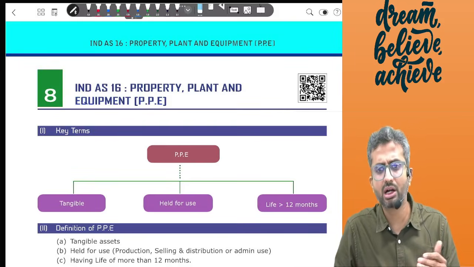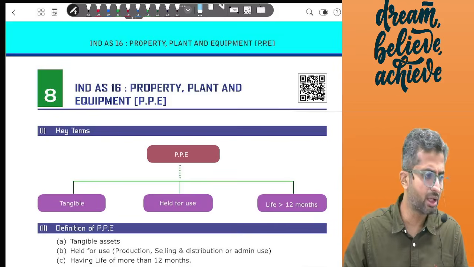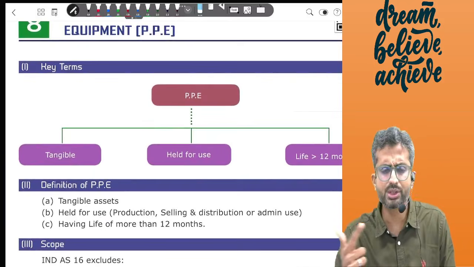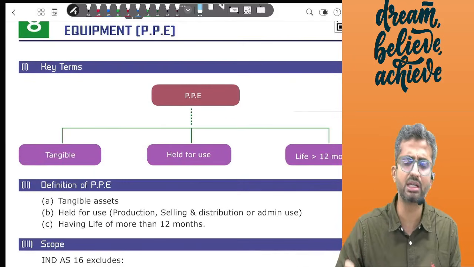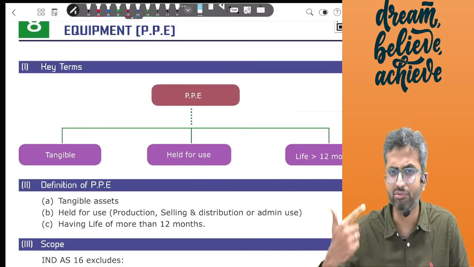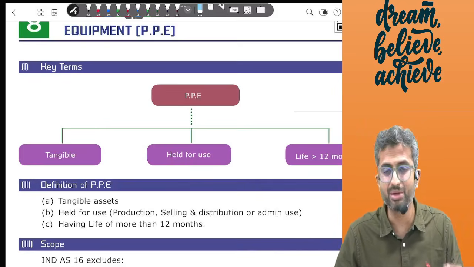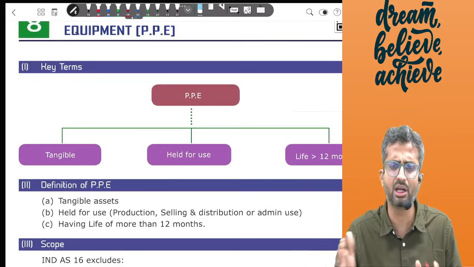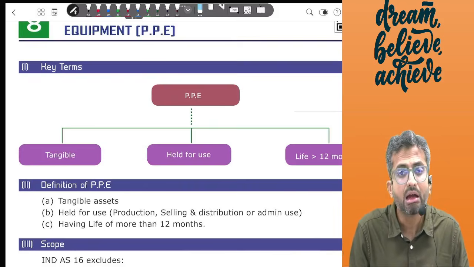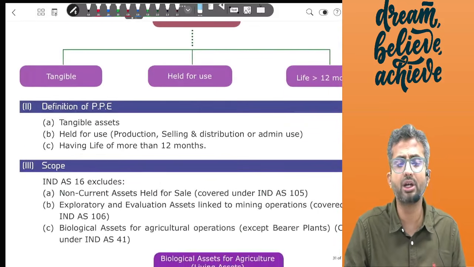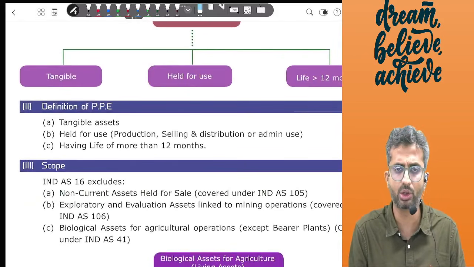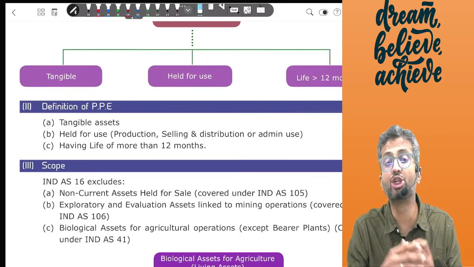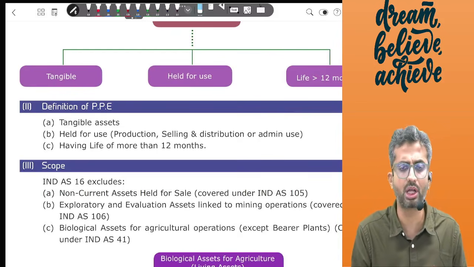So first is, what is PPE? Well, PPE refers to items which are tangible, that is have physical form, held for use. Use can be any use, it can be administrative use, selling and distribution, production, or even general for employee personnel. It can be any use. And the life over here should be more than 12 months. So if all of these criteria are met, we can say that the item over here is PPE. So if you are holding an item, let us say for sale in the ordinary course of business, that is inventory and it will not be covered under PPE. But other than that, if we say use, which is a very generic term, it should go under PPE.